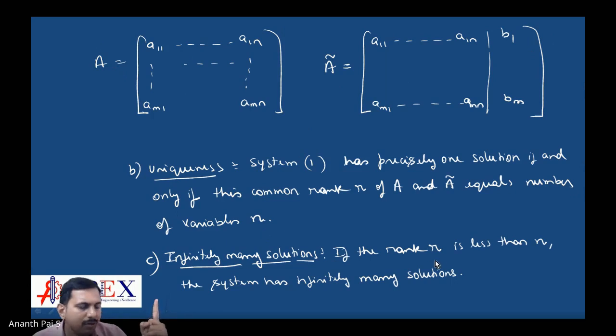If the number of unknowns is more than the number of equations, infinitely many solutions, which is common sense. Getting it? No? I'll repeat again. Okay, give it 2 minutes.